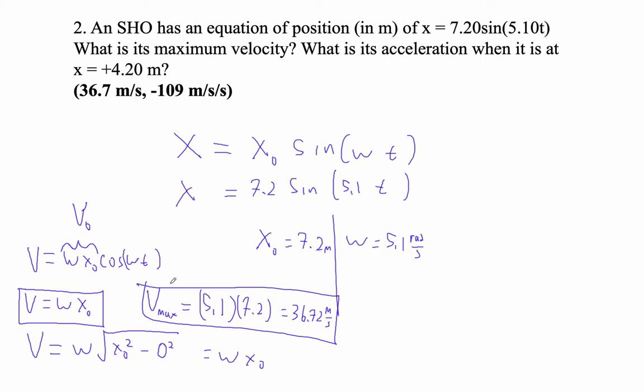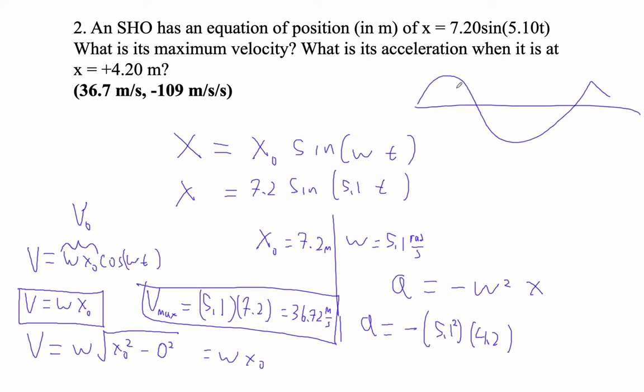And then it says, what is its acceleration when it is at 4.2 meters? So it could go all the way out to 7.2 meters, but here it's at 4.2 meters, right? So I'm going to use a is the opposite of omega squared x, right? So a is the opposite of 5.1 squared times x, where x is 4.2. So this will be a negative number, right? 4.2 means it's above, it's like there or something like that. And it's definitely accelerating down toward negative, right?